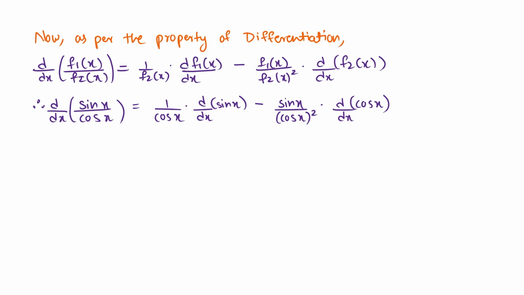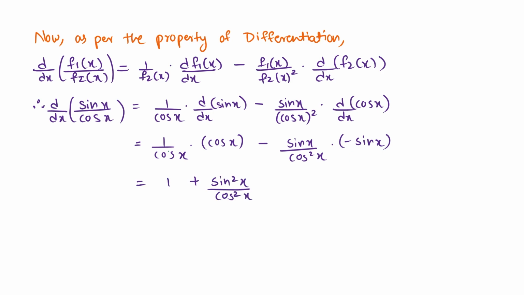Now if we solve this further, the derivative of sin x is cos x, so we have 1 upon cos x into cos x, which gets cancelled out. In the second term, the derivative of cos x is minus sin x. So if we multiply sin x upon cos square x into minus sin x, we get the term 1 plus sin square x upon cos square x, as one cos x gets cancelled. So the first term is 1. Over here, sin x into minus sin x gets multiplied, so it becomes sin square x, and the two minuses cancel each other out. That's why we have a plus.